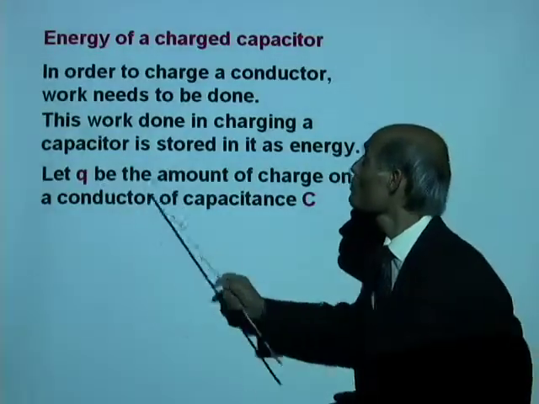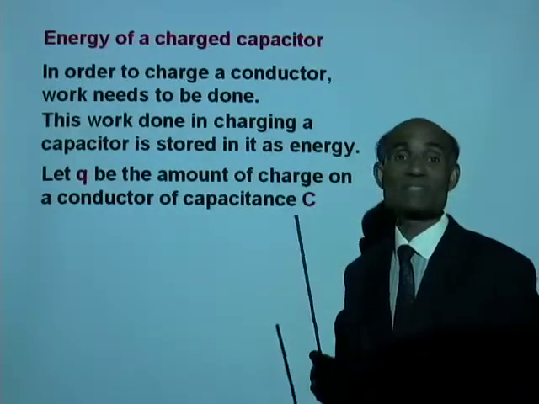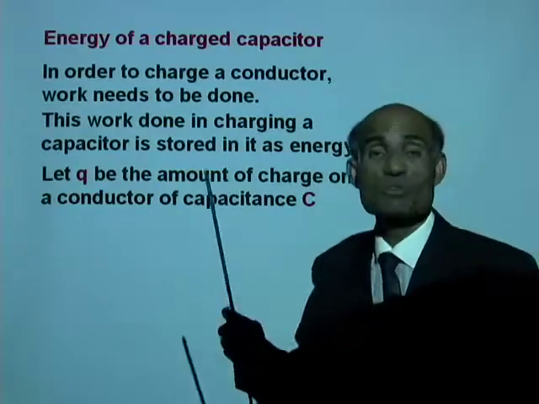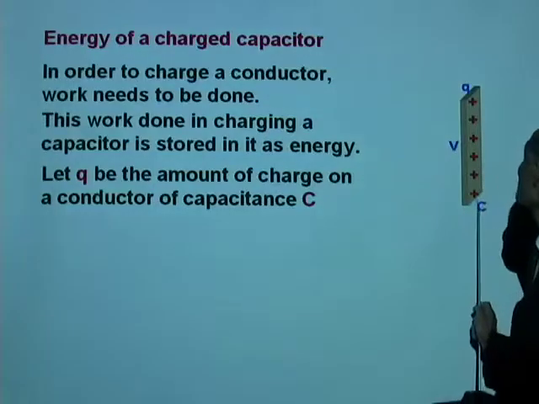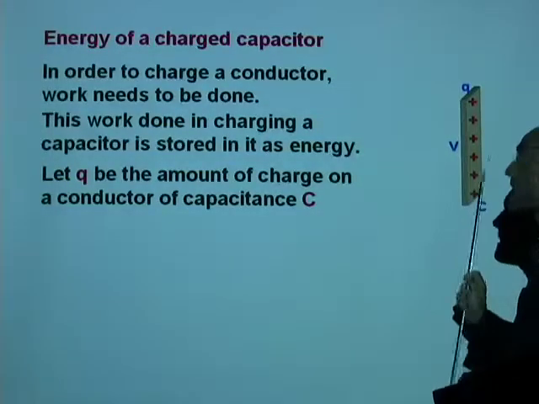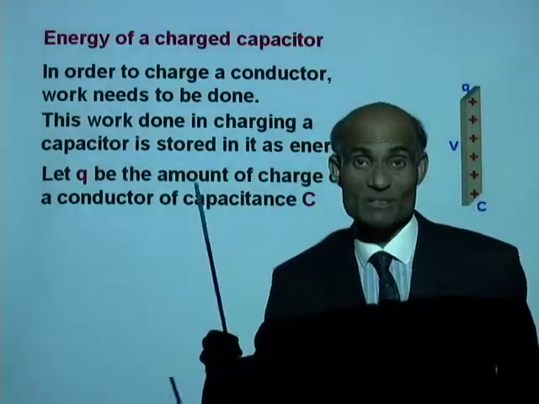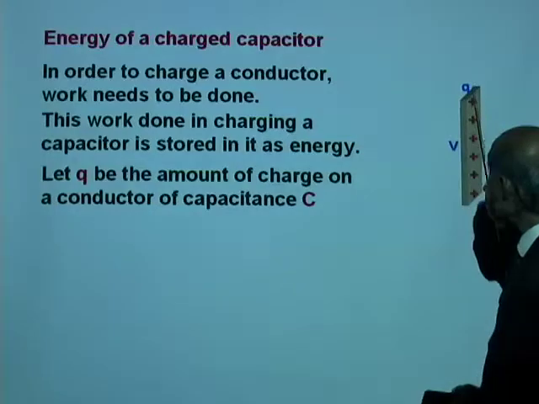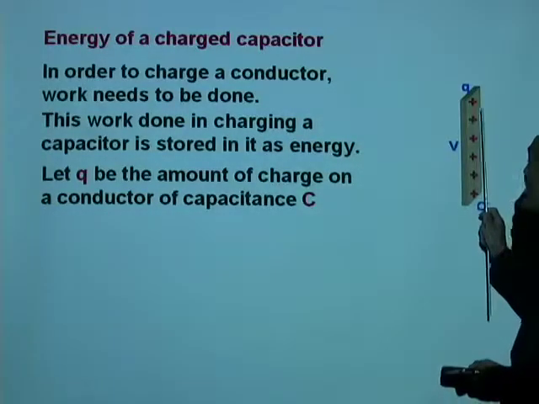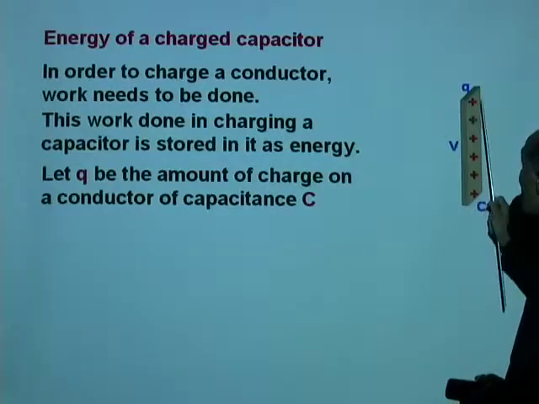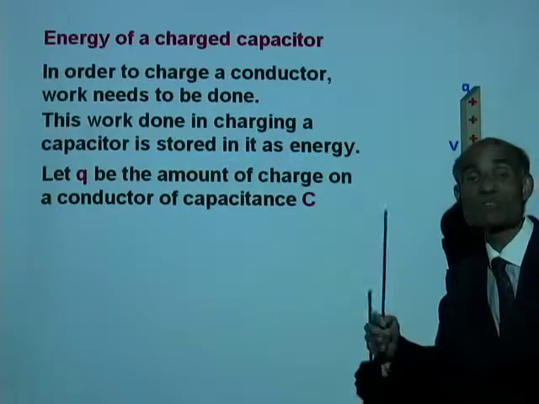Now, let Q be the amount of charge on the capacitor of capacitance C. So, let us say, to begin with, the capacitor plate has an amount of charge Q and its capacitance is C. Now, remember, capacitance is a constant. The amount of charge Q raises the potential of this conductor. I have just taken one capacitor plate. The amount of charge Q raises the potential of the capacitor plates to V.